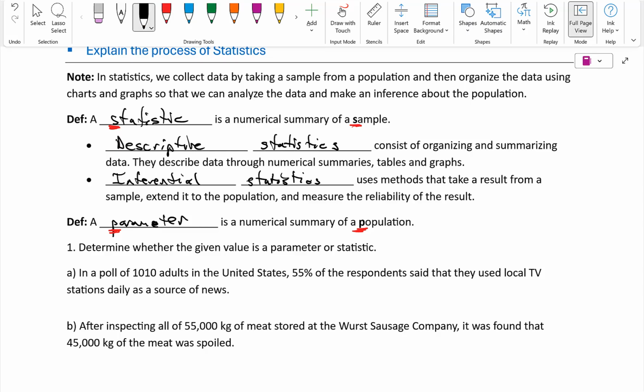For the example here, we're going to determine whether the given value is a parameter or statistic. So in a poll of 1,010 adults in the United States, 55% of the respondents said that they used local TV stations daily as a source of news. We can say that this 1,010 adults is a sample of all adults in the United States, so we'd call this 55% a statistic. For B, after inspecting all of 55,000 kilograms of meat stored at the Wurst Sausage Company, it was found that 45,000 kilograms of the meat was spoiled. Since we are looking at all of the meat stored there, we're looking at the whole population of meat, so this 45,000 kilograms that was spoiled is a parameter.